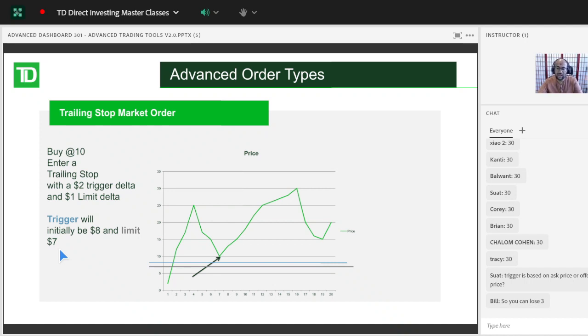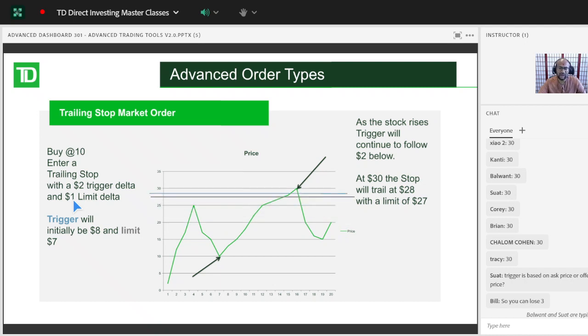All right, Bill says, so you can lose $3. Yes, in this case, this trader has intentionally decided that their risk threshold is going to be $3. They're willing to stay in the position as long as they're not taking more than a $3 potential loss. But this is just an example. You don't have to do 3. You could easily say we will do a 50-cent trigger and maybe a $1 limit delta off of that. Perfectly fine. This is just an example with whole numbers to make it easier.